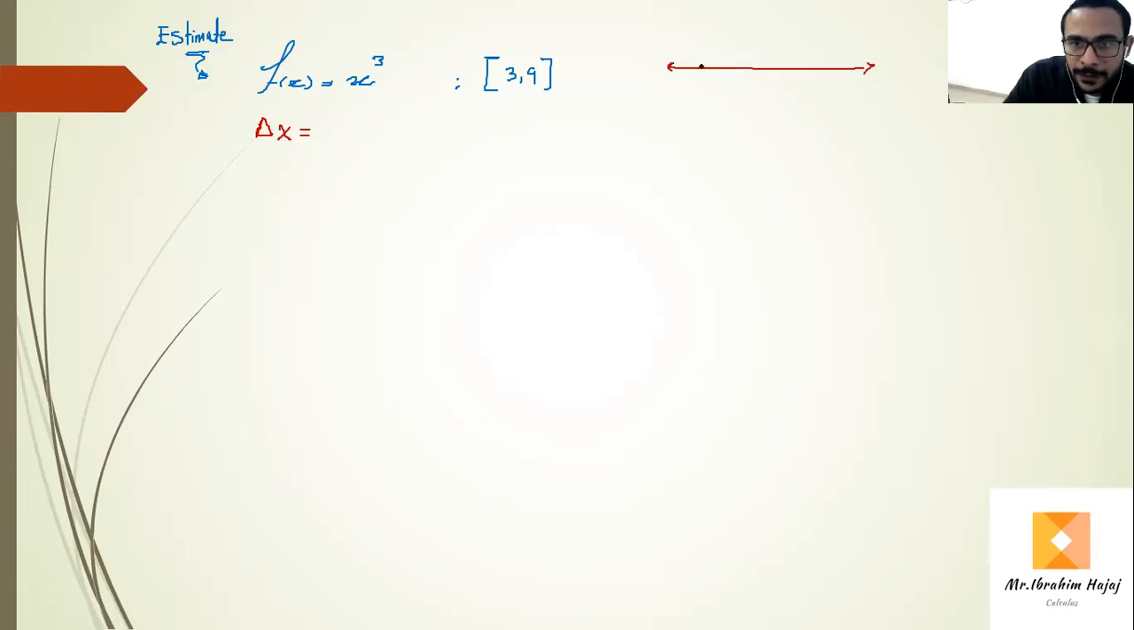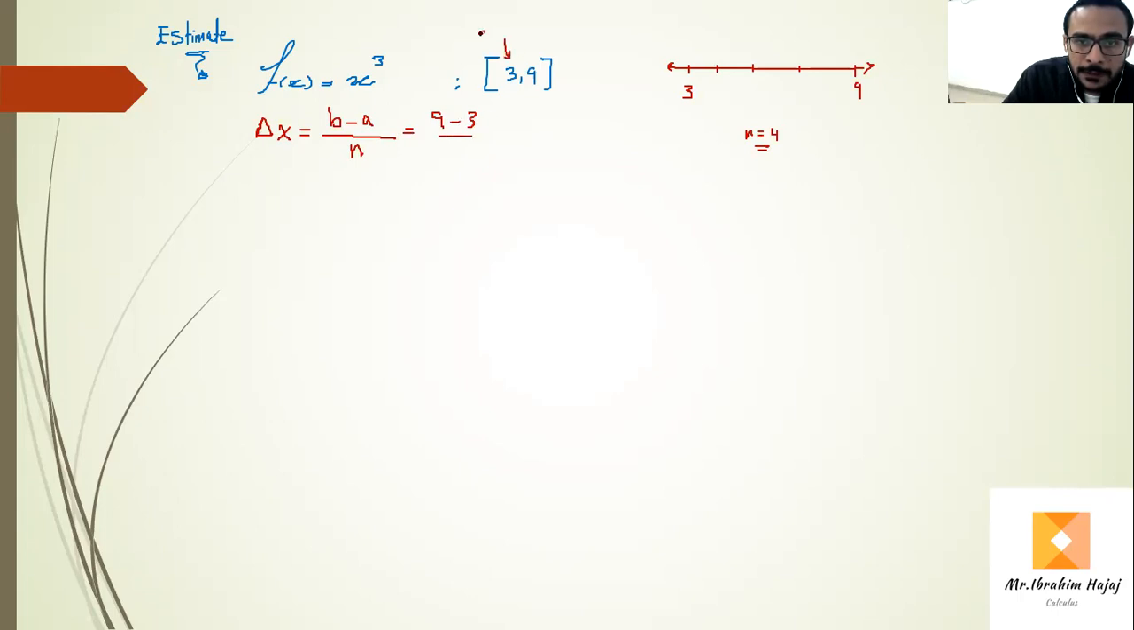Since you have a distance from 3 to 9, and you decided that you're going to use n equals 4, so we have 4 small subintervals. First, delta x, which is b minus a over n. The b is 9, minus a is 3.